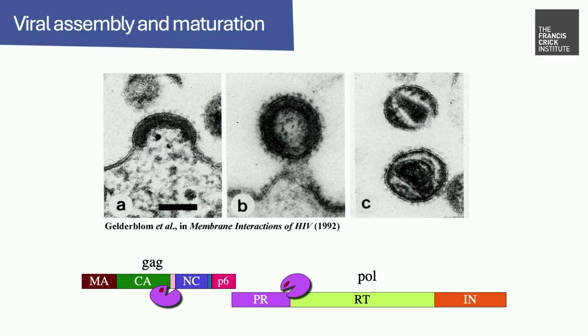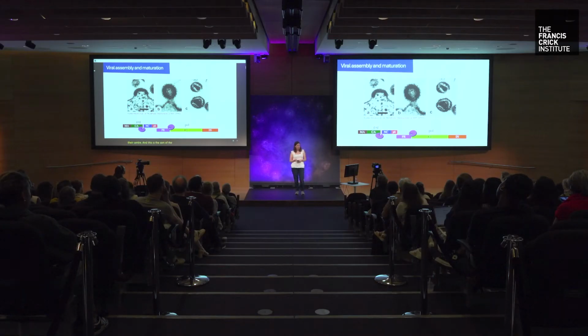Eventually, they push all the way through, and they make this sort of new particle. And if you look closely at panel B, you can see little spikes around the edge of this particle, and those are the envelope glycoproteins sticking out. And then something clever happens, and the protease enzyme of the virus chops up these long proteins into smaller little proteins. And these then rearrange inside the viral particle to create the mature infectious virus. And you can see in panel C that these have a really nice sort of cone-shaped core in their center. And this is the main core of the virus.